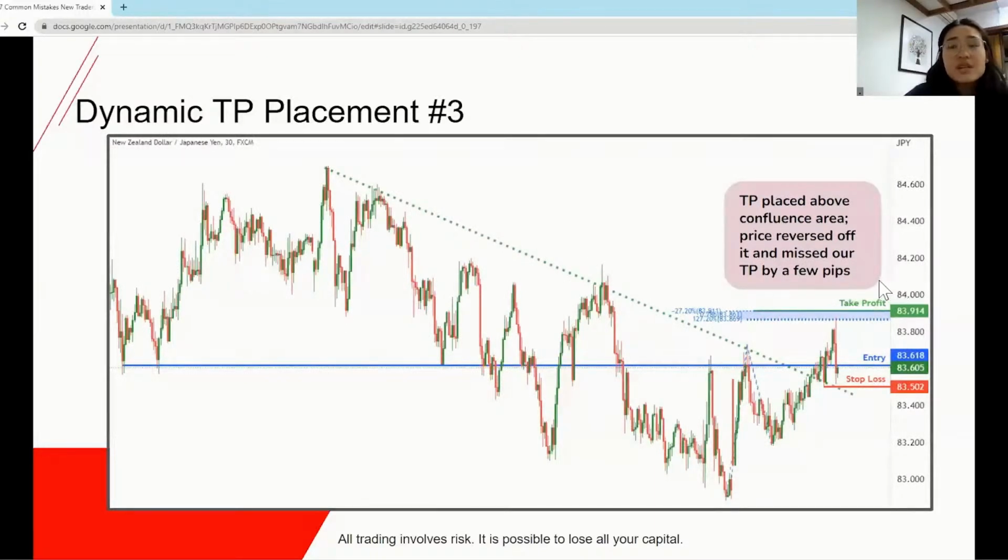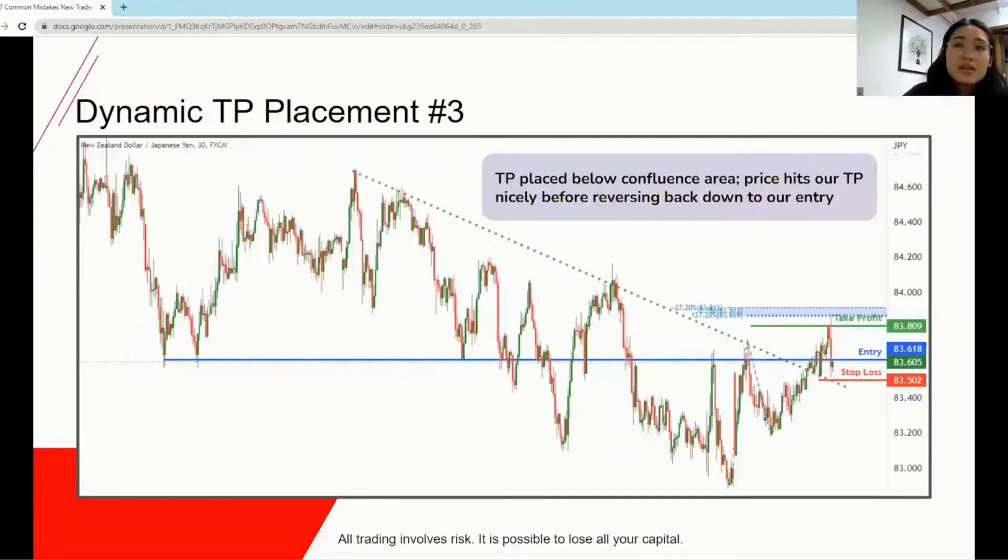And you can see here, with our take profit placed above the confluence area, price reversed off of it and missed our take profit by a few pips. So instead of placing it directly here, we want to place it below so that we make sure that price really does touch our take profit. So if we place below our confluence area, price hits our take profit nicely before reversing back down to our entry.